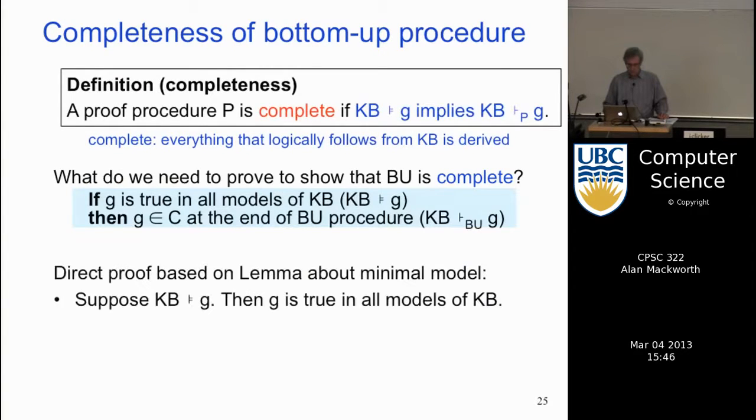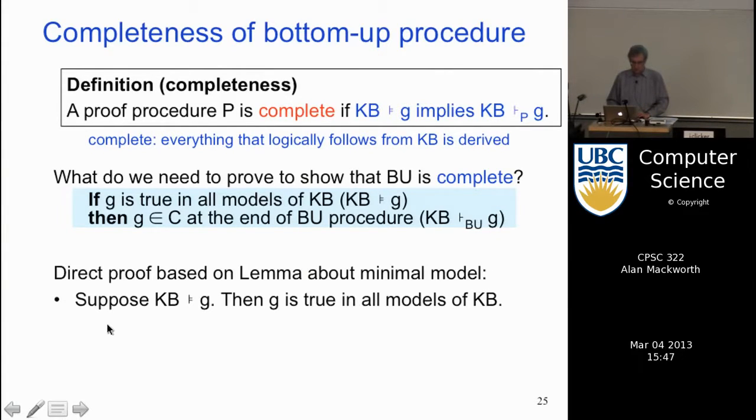So now we need to show that the bottom-up procedure is complete. And we're going to base the proof on that lemma. We just proved the lemma. We haven't proved the theorem yet that the proof procedure is complete. A proof procedure is complete if for every theorem there is a derivation, right? If everything that logically follows from the knowledge base implies that G is derived from the knowledge base. Okay, so that means every theorem is provable by the derivation procedure.